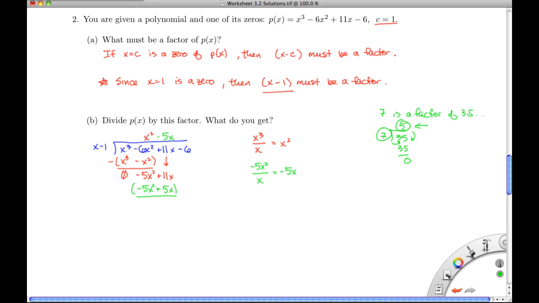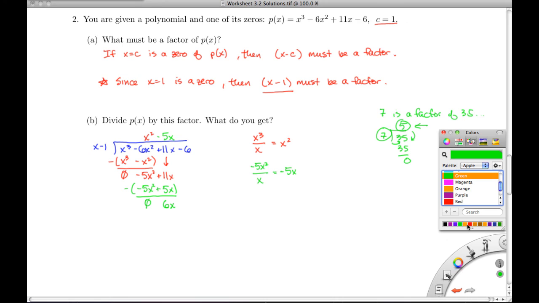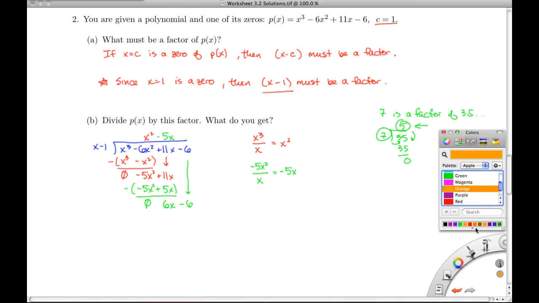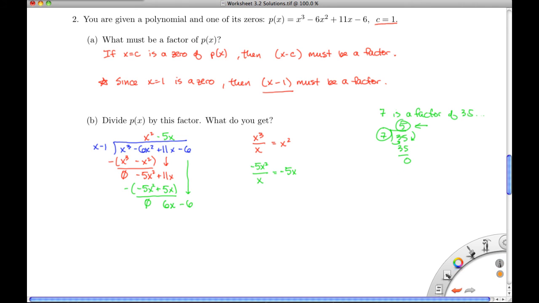Plus, we subtract this through. First terms cancel out, and this is going to give us a positive 6x. And then the last thing that we're going to do here is bring down this minus 6, and let's see if we can carry this out. So our next move would be to see if we can actually get another term here. So we would want to take this 6x and divide it by x.